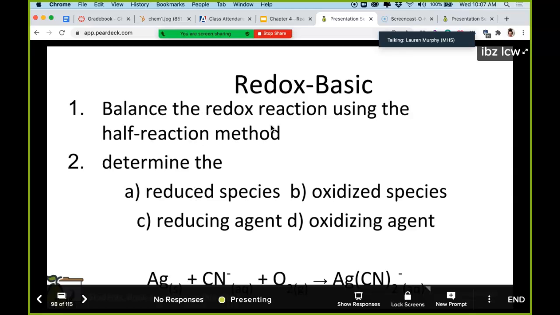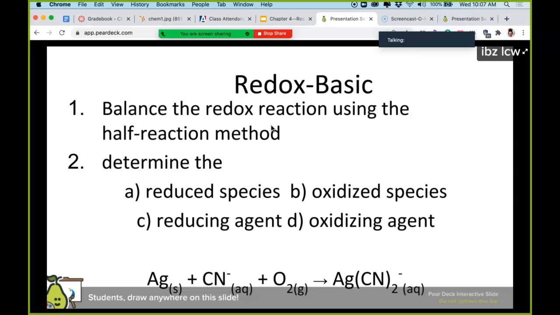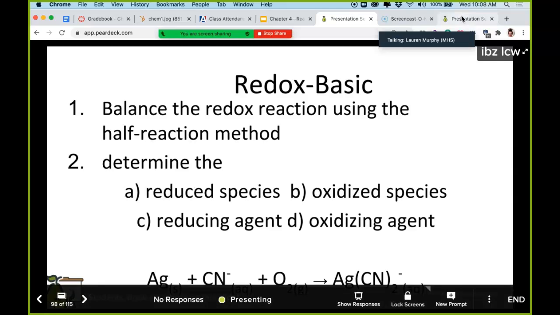So redox reactions, when they're basic, you do them just like you would do an acid one. You take care of the fact that it's basic at the very, very end. So we're going to start this one. Now this one's a little different than what we're used to because there's like 3 reactants over here, and there's only one product. So let's talk about this one.